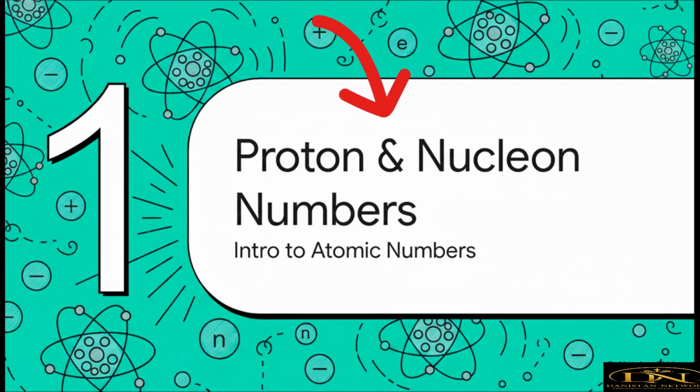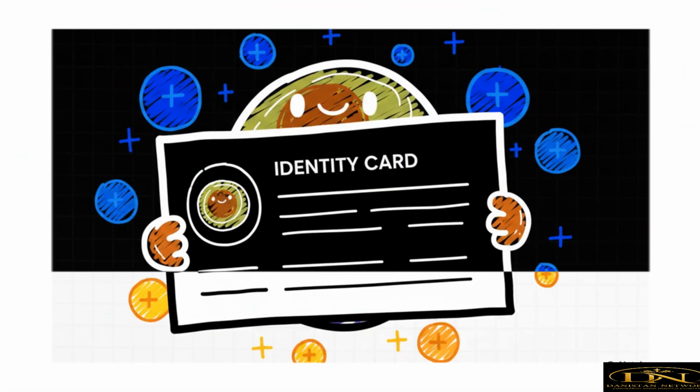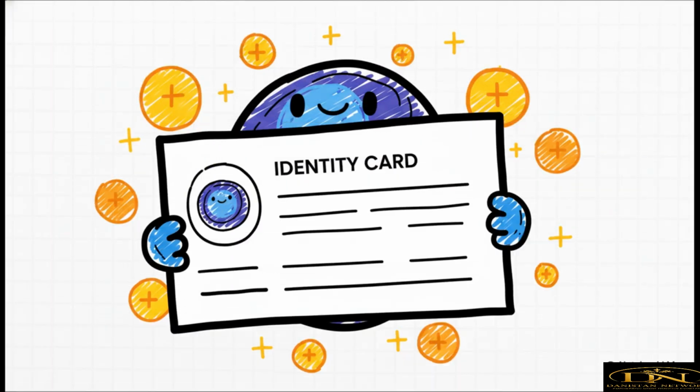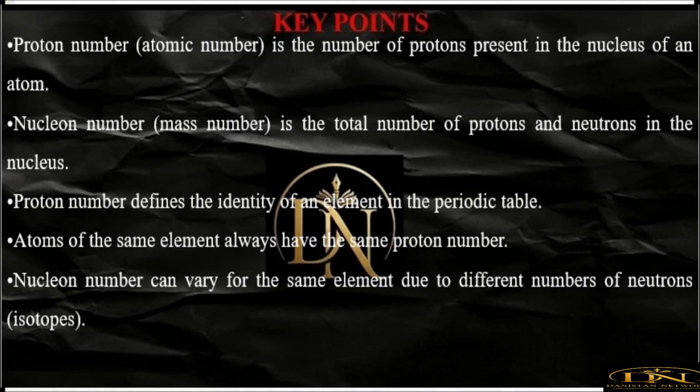Let's get into our introduction to the proton number and the nucleon number. Okay, so every atom contains subatomic particles, right? Protons, neutrons, and electrons. Understanding these particles is absolutely essential for identifying elements. Let's start with the proton number, also known as the atomic number, which is represented by the symbol Z. This simply refers to the number of protons in the nucleus. Every single atom of the same element has exactly the same proton number. It's what literally determines the identity of an element.